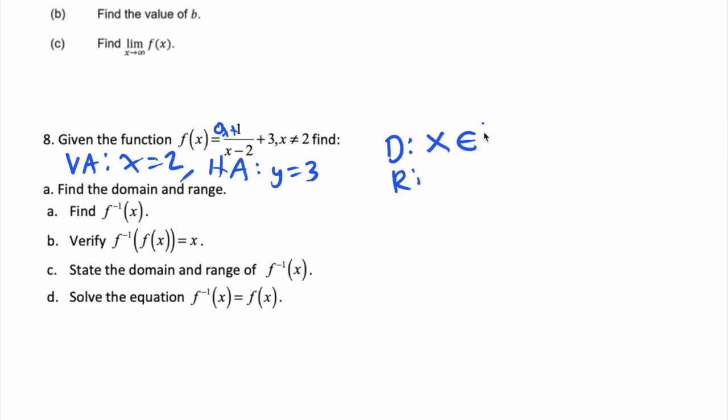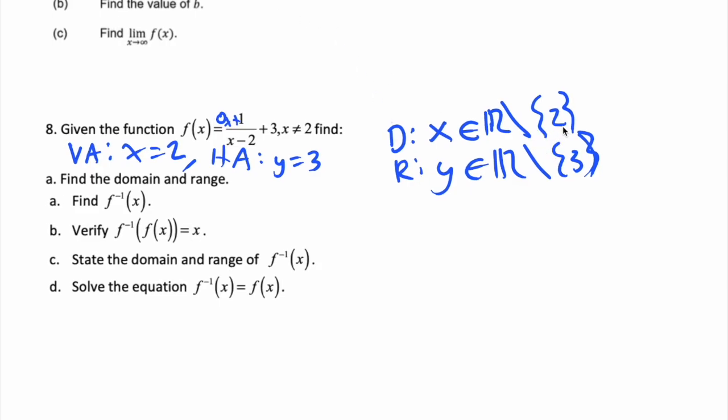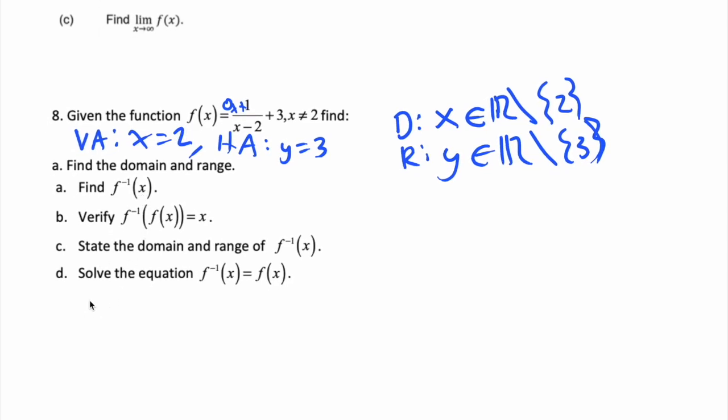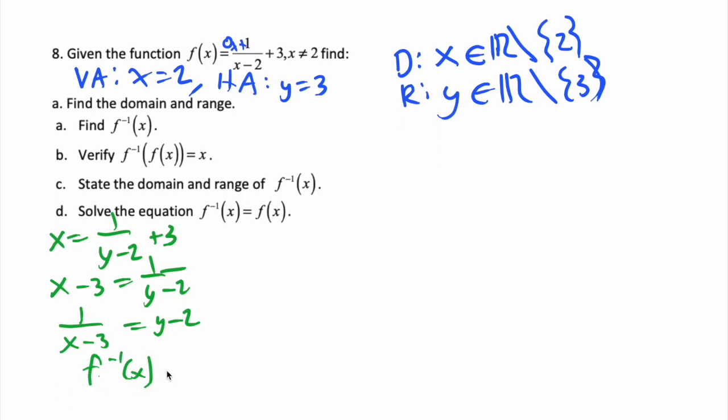Okay, so your domain and range is always based on this. x can be any real number, except it can't be 2. And y can be any real number except 3. Okay, so domain and range is always like just one exception value. Find the inverse. Okay, so we just swap the x and the y. x equals 1 over y minus 2 plus 3. What's the best way to solve this? I guess x minus 3 equals 1 over y minus 2. You can multiply here on both sides, but you actually flip both sides. So f inverse of x, you should always use this notation at the end, is 1 over x minus 3 plus 2.